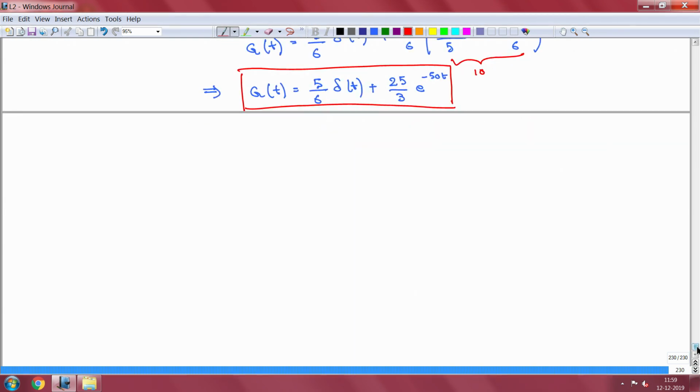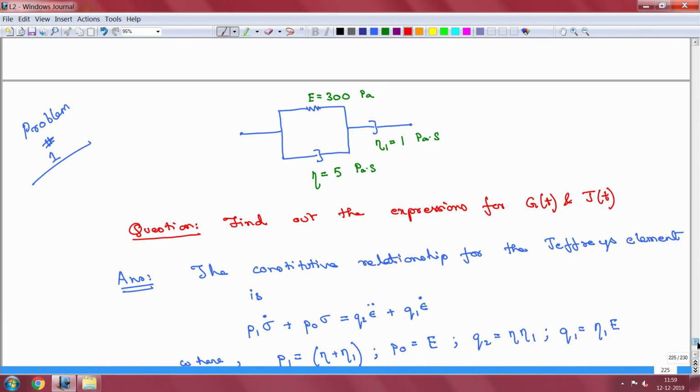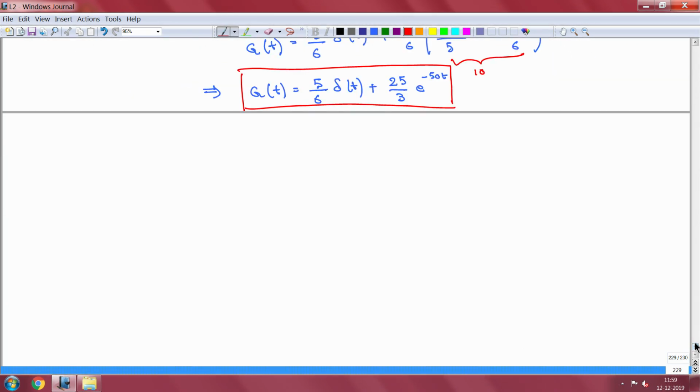Okay. So, when we started out, we had two questions. We wanted to find out the expressions for G(t) and J(t). So, let us go ahead and try to see how J(t) will look like now. So, for creep compliance, the relationship between the original transform equation remains the same, right.